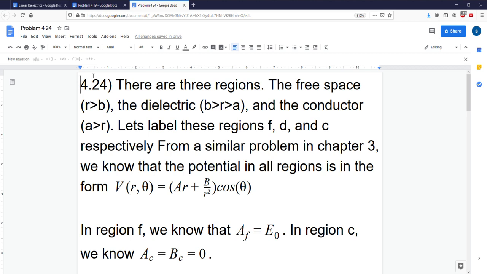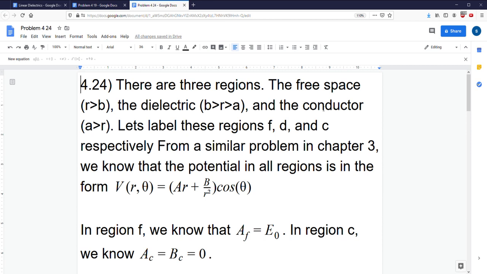So for this problem, we have a conducting sphere surrounded by a dielectric shell in free space. If the sphere and shell were not there, there would just be a constant electric field. I am going to refer to the properties of the three regions using subscripts F, D, and C: F for free space, D for the dielectric shell, C for the conducting sphere.